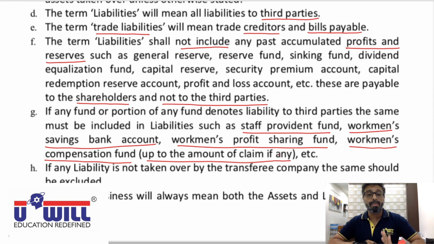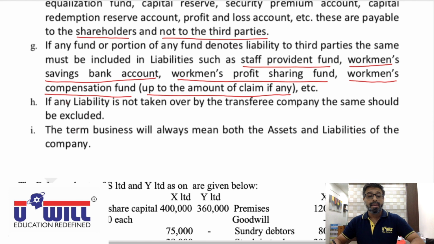So if workmen's compensation reserve is say 30,000 and in the adjustment it is given workers' claim is admitted 5,000, then 5,000 we will include in third party liabilities out of 30,000, but the remaining 25,000 will stand in the nature of reserves and is not to be included. If any liability is not taken over by the transferee company, the same should be excluded.